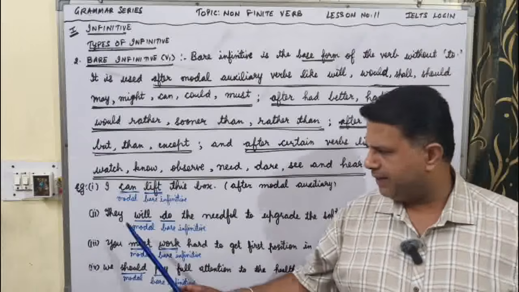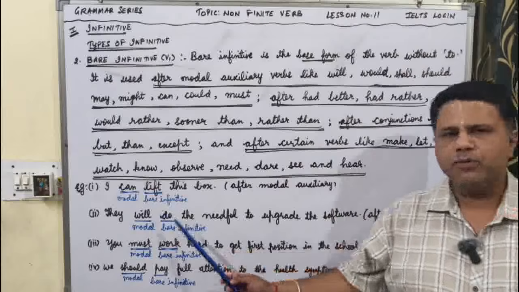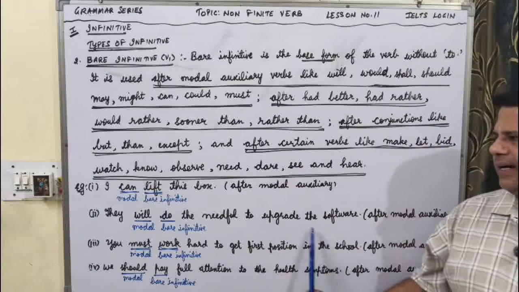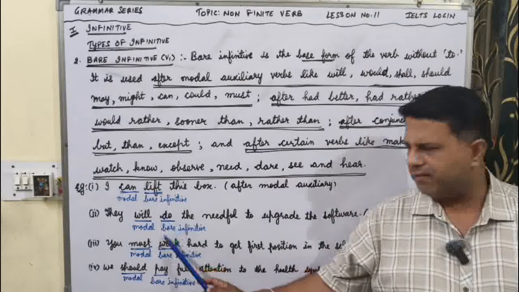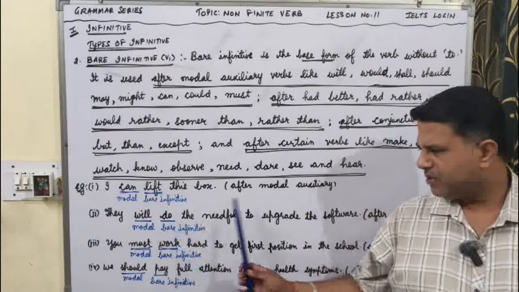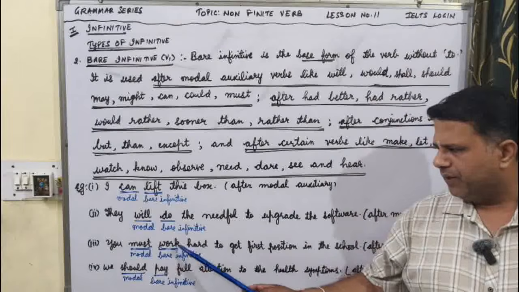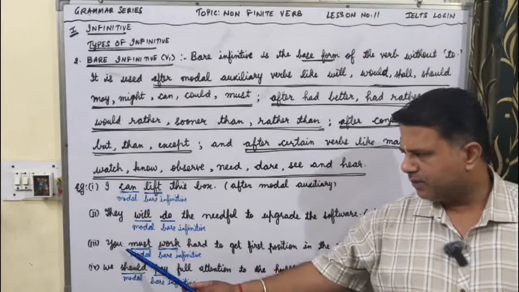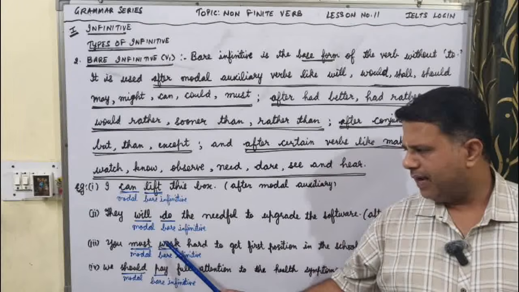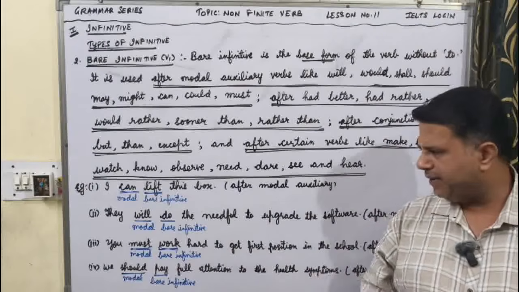This is bare infinitive. Second example, they will do the needful to upgrade the software. Will is modal auxiliary, do is first form of the verb. Do is bare infinitive. So it is also used after modal auxiliary. You must work hard to get first position in the school. So must is modal and work is bare infinitive. So this is also bare infinitive after a modal.